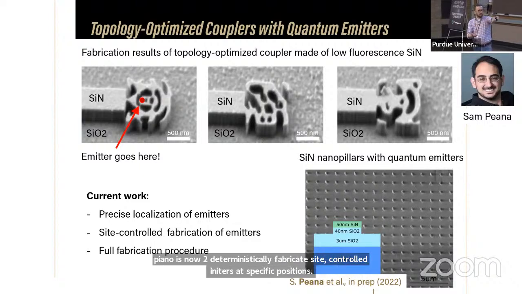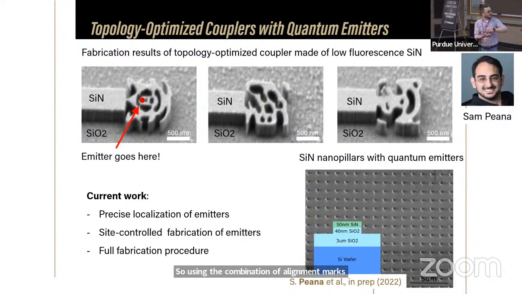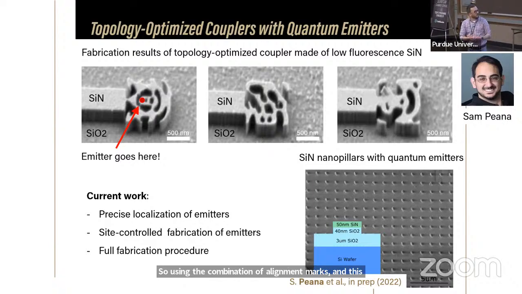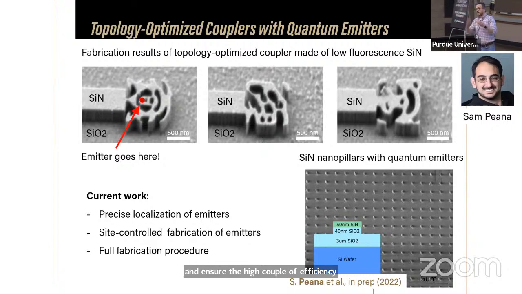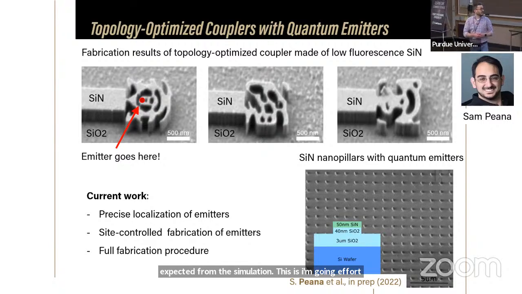So using the combination of alignment marks and this deterministic process of fabrication of emitters may simplify the alignment with the topology optimized couplers and ensure the high coupling efficiency expected from the simulation. This is an ongoing effort, and I hope to present very soon our new results and the real numbers from the coupling of single photon emission to the waveguide structure.